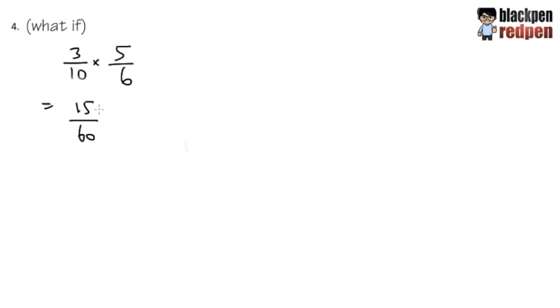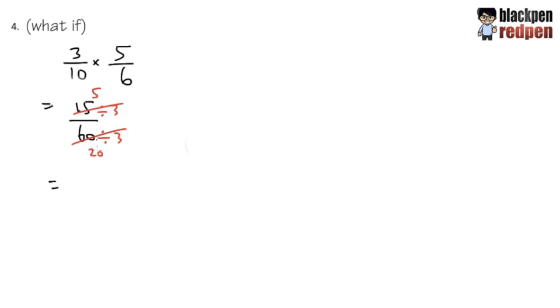15 is not an even number, so we know 2 will not work. We know 3 will work. 3 goes into 15 5 times, and 3 goes into 60 20 times. So I'm going to divide the top by 3 and also the bottom by 3. 15 divided by 3 will be 5. 60 divided by 3 will be 20. You see, that's how we reduce fractions. We think about a number that goes into the top and the same number goes into the bottom.